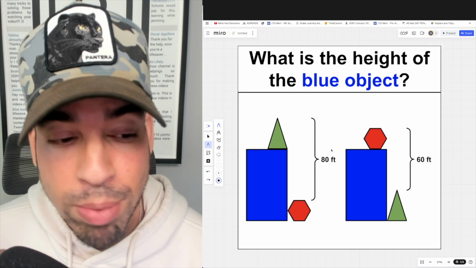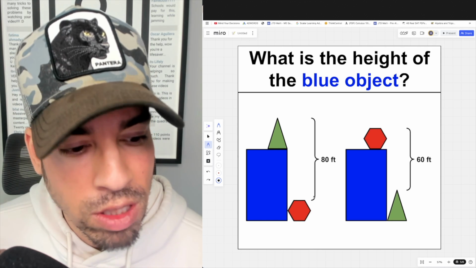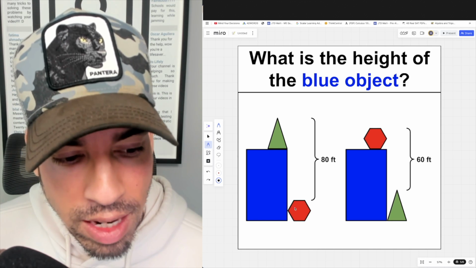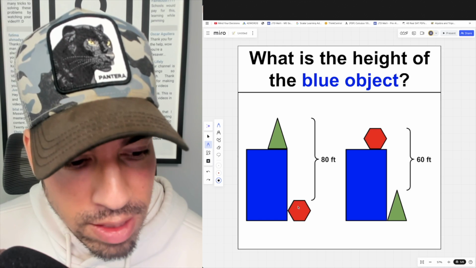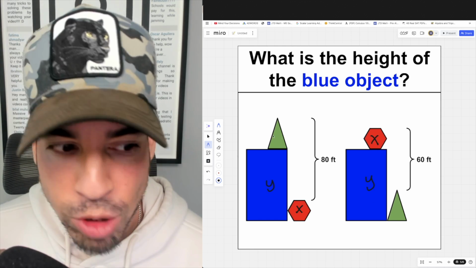So the way that I want to approach this problem is to use a system of equations. So how can we use a system of equations? I'm going to designate the red object as X. I'm going to designate the blue object as Y and the green object as Z.